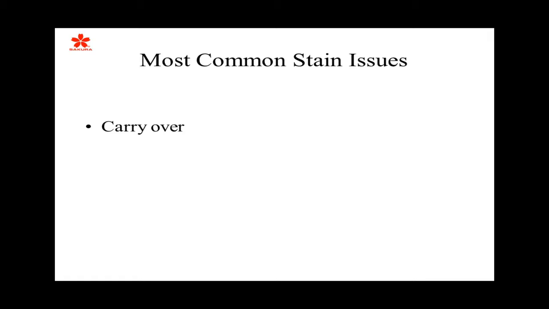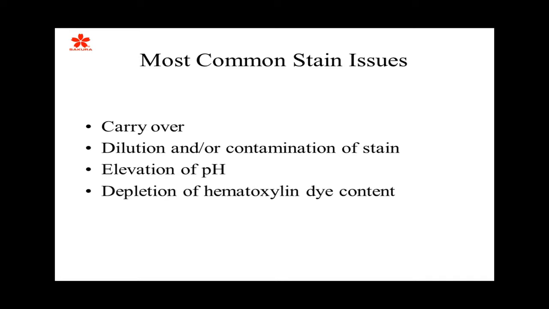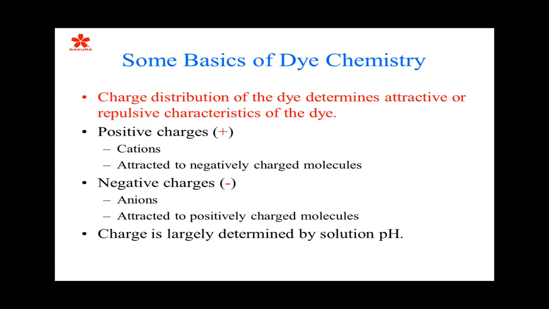Generally it is carryover from one staining container to another, dilution or contamination of the stain, mainly through water, diluting out or changing the pH, elevation of the pH of the dye that you're using, and a depletion of hematoxylin dye content. Why does this happen? This is something that I want to talk about.